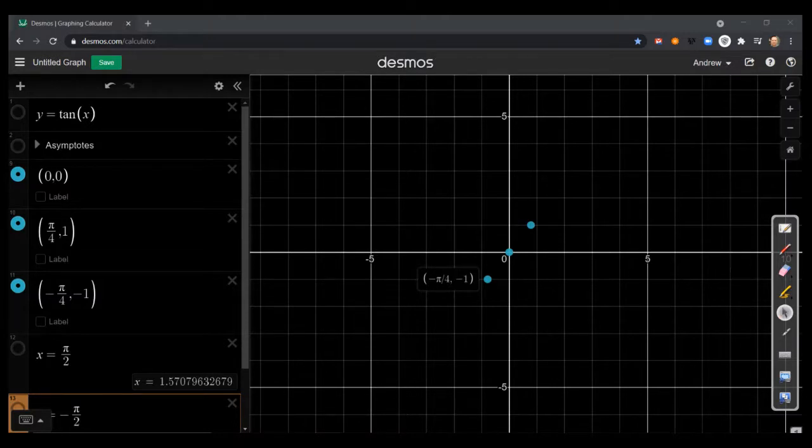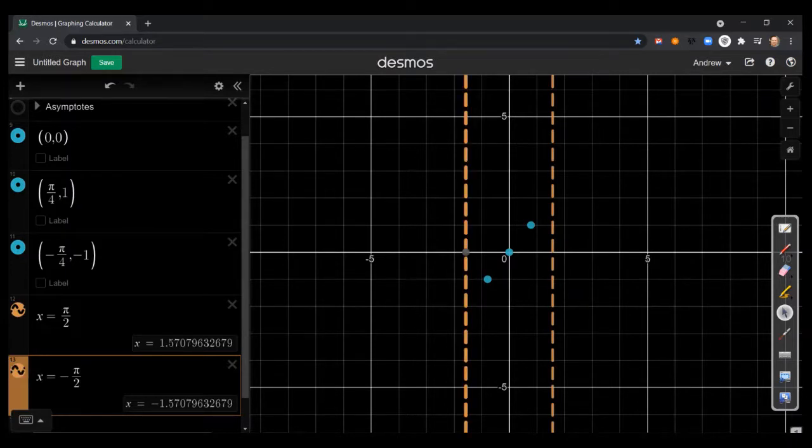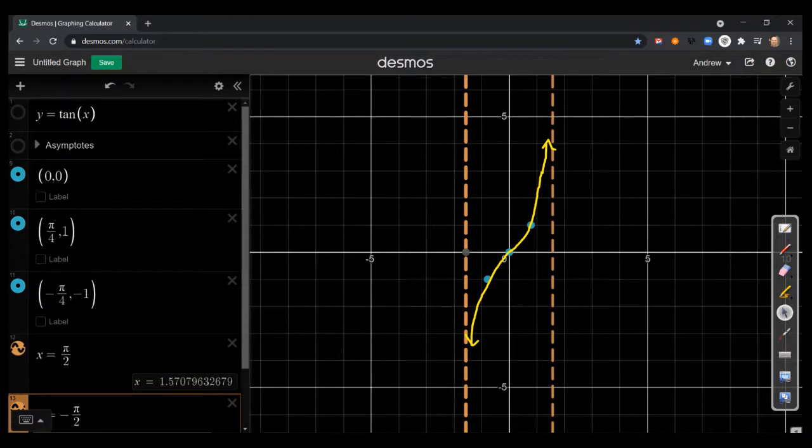Now, when it comes to tangent, the last two points of this collection of 5 won't actually be points, they'll be asymptotes. So the next one on the list would be pi halves, where there's an asymptote, and you also get negative pi halves, which gives us an asymptote as well. And so with these 3 points and the asymptotes, we can piece together a picture of what we would expect tangent to be. And so connecting the dots in a tangential way, we get the following picture here on the screen, which is of course the principal branch of a tangent curve. That is, this is just one cycle.